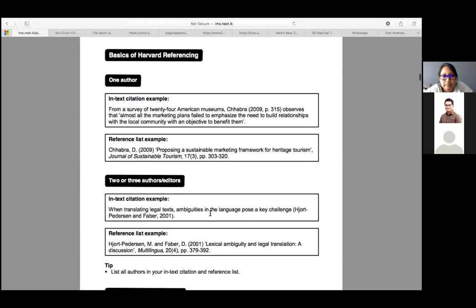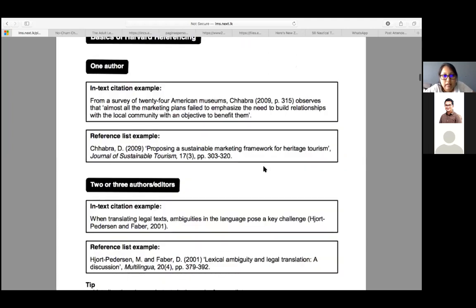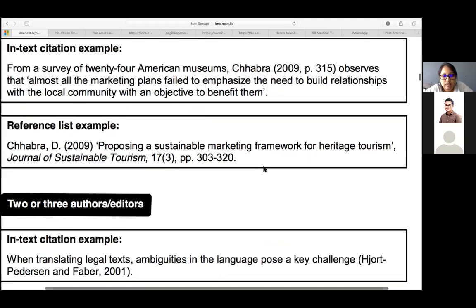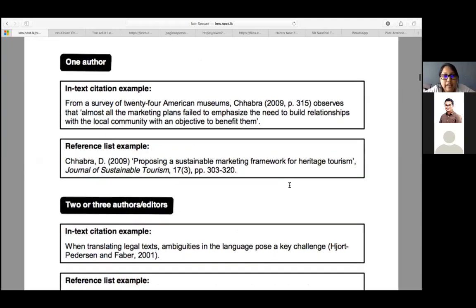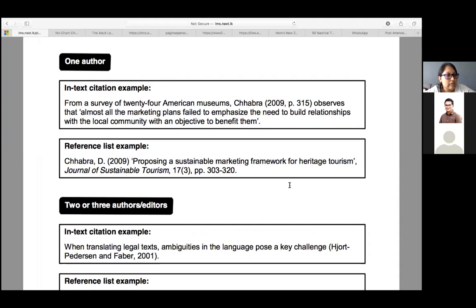Okay. Now, guys, sorry. Now, the basics of Harvard referencing is that sometimes these journal articles will have only one author. One guy will write it.